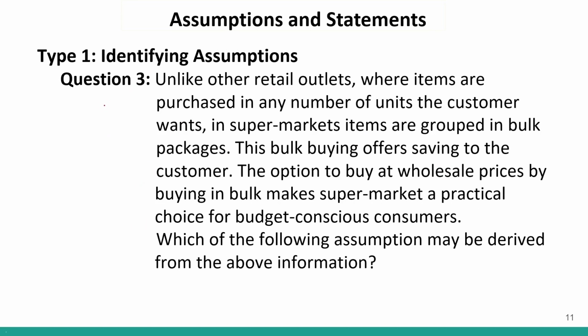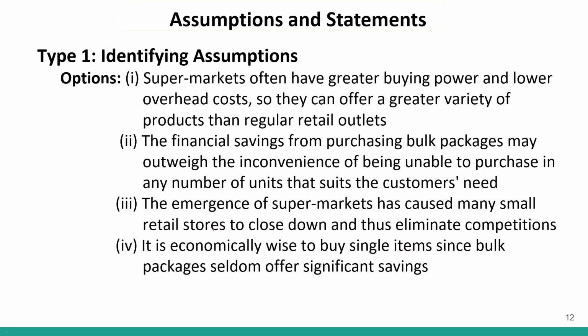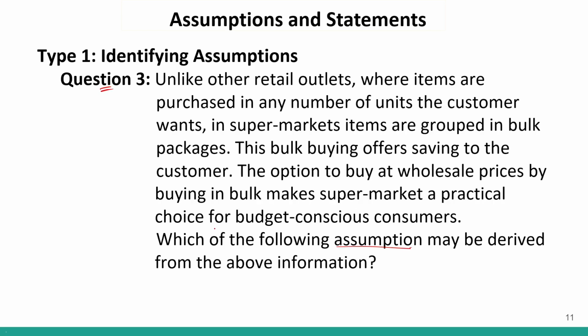Okay, question number 3. Statement is given to us. We have to identify which of the following assumptions may be derived. So, in the next slide, we have 4 assumptions and we have to mark which one will be implicit. The statement is: unlike other retail outlets where items are purchased in any number of units the customer wants, in supermarkets items are grouped in bulk packages. So, it is saying that in retail outlets we buy in any number of units as per our convenience, whereas in supermarkets they are grouped in bulk.